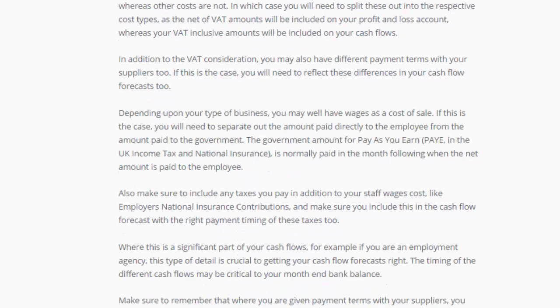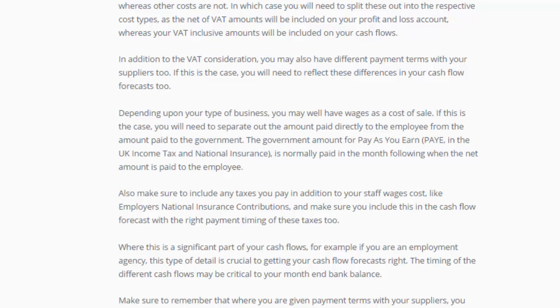Of course, where this particular aspect becomes more important, where the splitting out of wages, is if you run an employment agency, because employment agencies, one of their biggest costs is wages. So there'll be a significant cash impact between when the net pay is paid and when the government element or the tax part is paid separately, which is a month later, and that can have quite an important impact on your cash flows. So if you are an employment agency, getting that element right is very important.